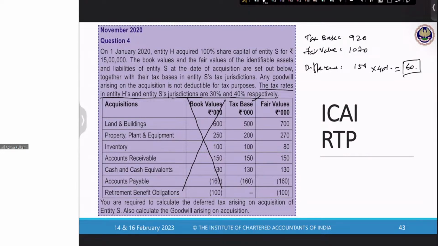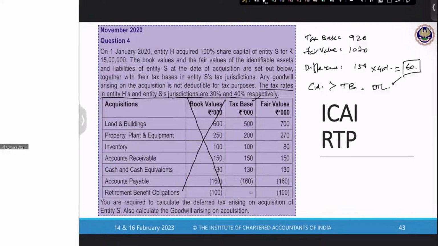So very simple. Compare the carrying amount. Sir, the carrying amount is 1070. Tax base is 920. Carrying amount is greater than the tax base. And because the carrying amount is greater than the tax base of the underlying, what is the underlying? Net assets. So what am I going to create? I am going to create a DTL of 60.